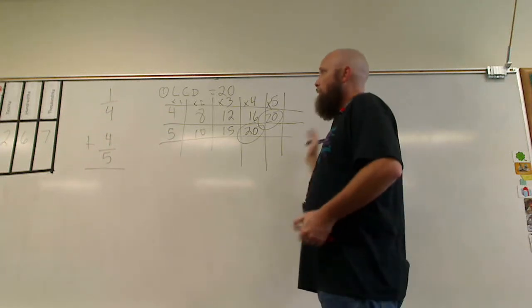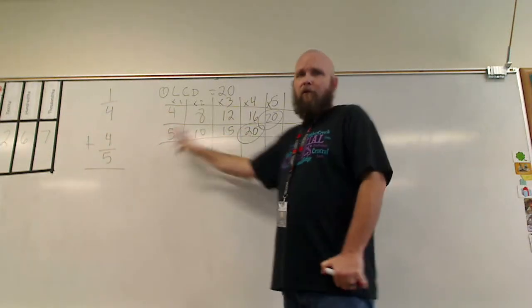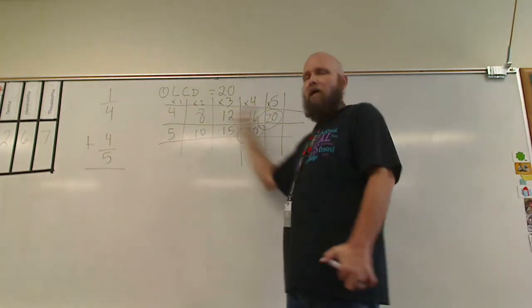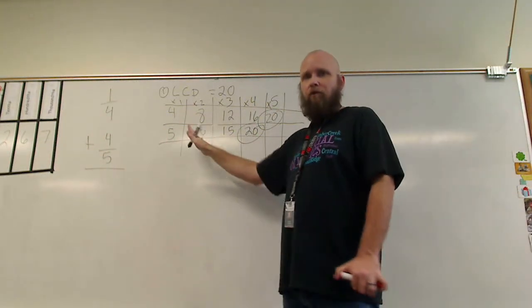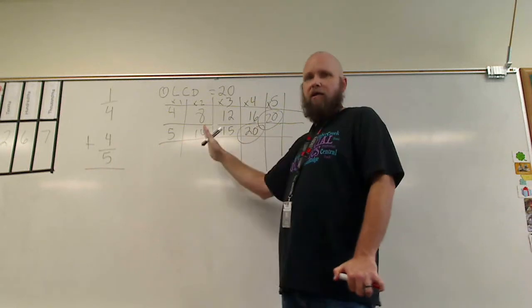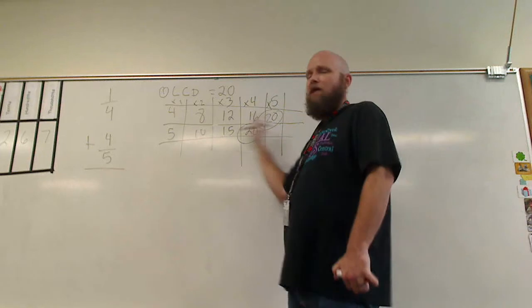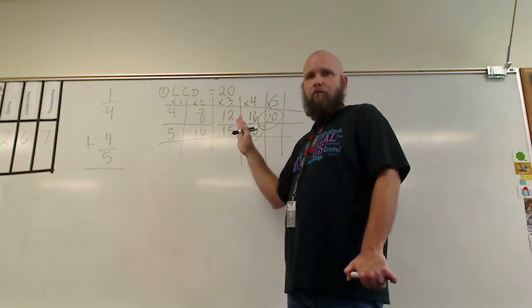Okay? Again, not difficult. You made a multiplication table for 4 and 5. Nothing about this is too hard for you to do. It's really very easy. You just have to remember what to do.